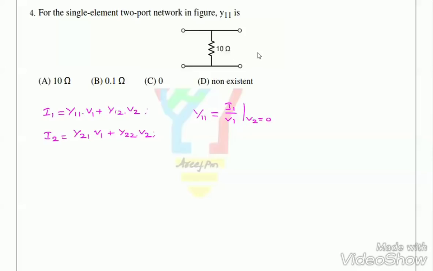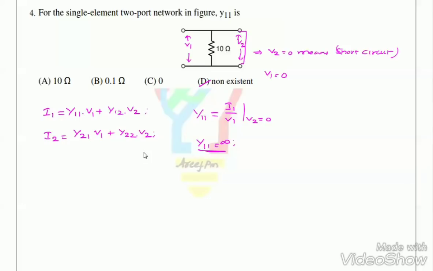So from the figure, what you can observe is here we have V1 as the input side voltage and V2 as the output side voltage. If V2 is 0, that means short circuit. So if you short it here, then V1 also becomes 0, and admittance Y11 is going to be infinity. So it is not possible, not existent here.